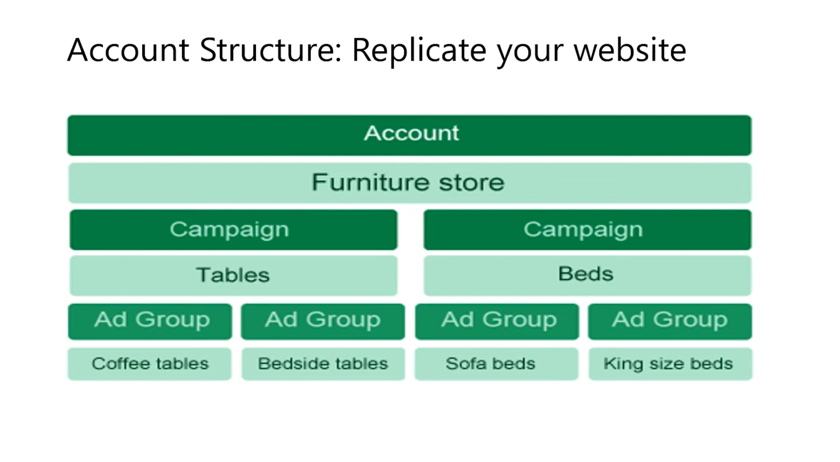So for example, IKEA is selling, let's say, tables and beds, so it would have a separate campaign for tables, a separate campaign for beds. And there are different types of tables that IKEA would be selling. So there would be coffee tables or bedside tables, right? So account is broken down into campaigns, a campaign is broken down into ad groups, and under ad groups you have ads and the keywords that you want to target, right?